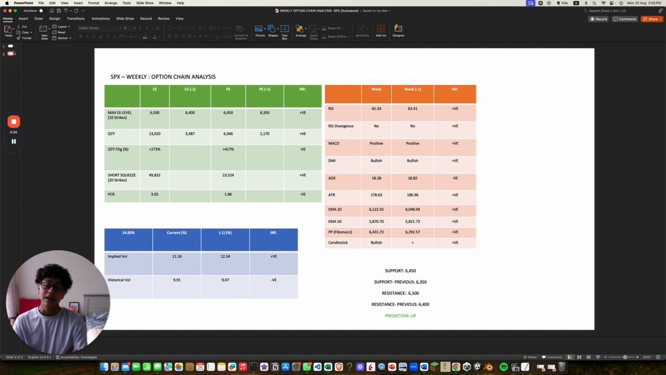The new support is 6,450. The previous support was 6,350. The new resistance is 6,500, and the previous resistance was 6,400. The overall prediction for the S&P 500 is that it goes up.